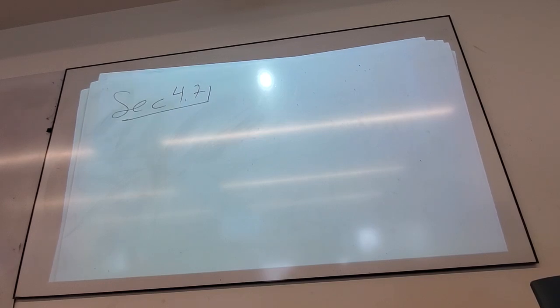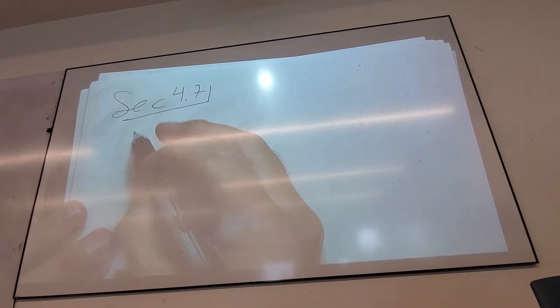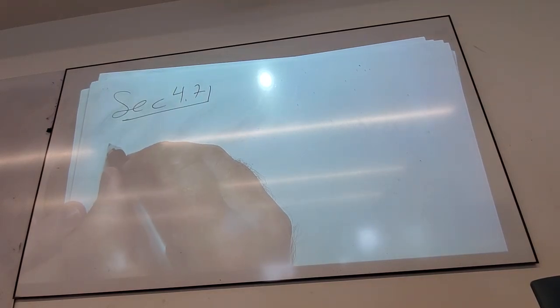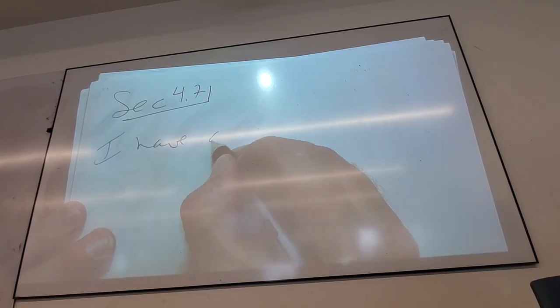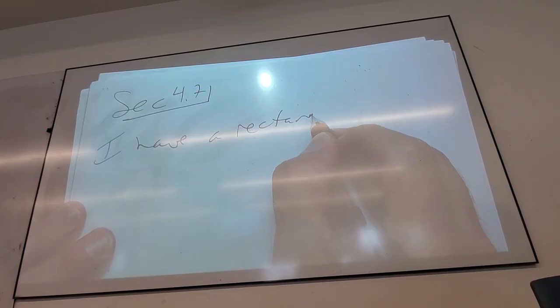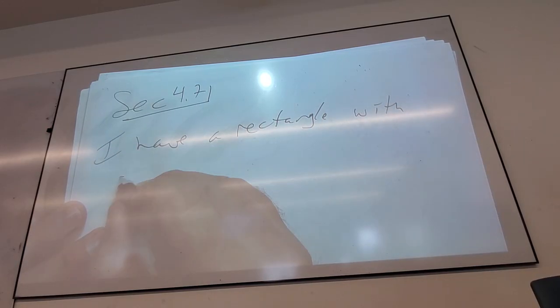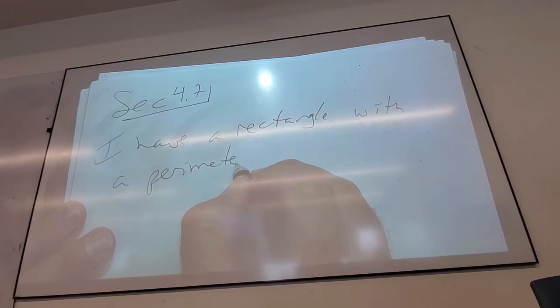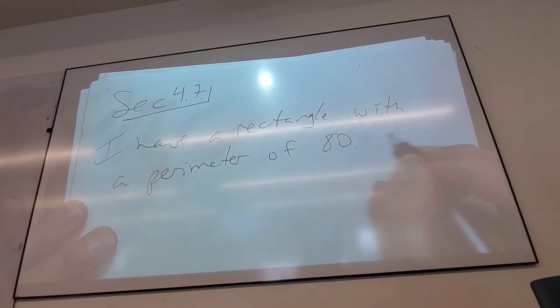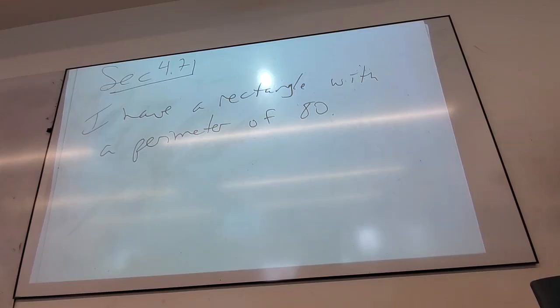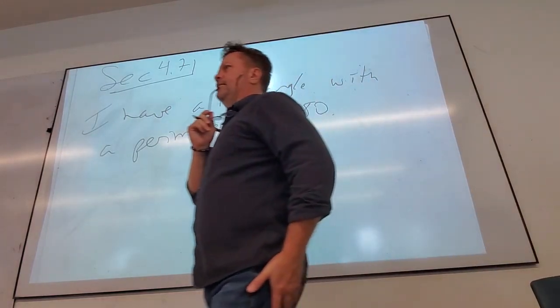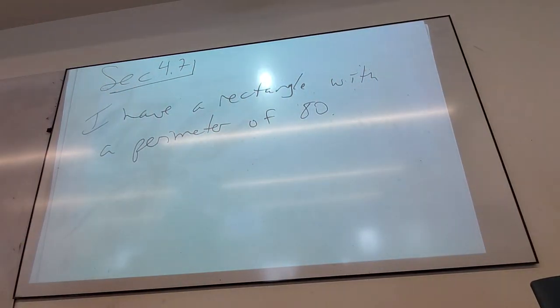So what I want to do real quick, let's see. If I tell you I have a rectangle with a perimeter of 80, can you guys represent that in equation form?